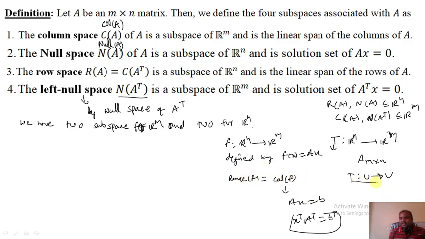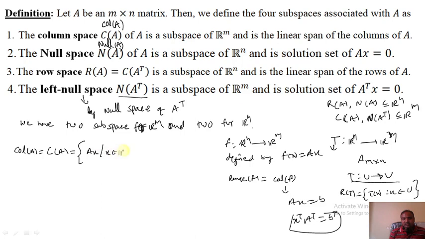Already we found the range of a linear transformation. What is the range of a linear transformation? It is the set of T of x such that x belongs to the domain. Corresponding to this, we can also define the range, row space and column space. Now the column space of A, denoted C of A, equals the set of Ax, that is T of x, such that x belongs to R power n. This column space is a subspace of R power n.